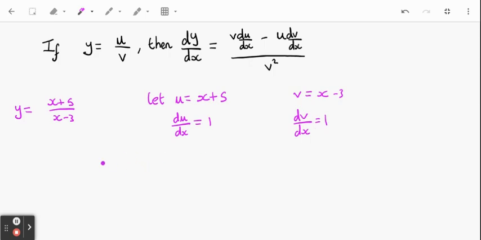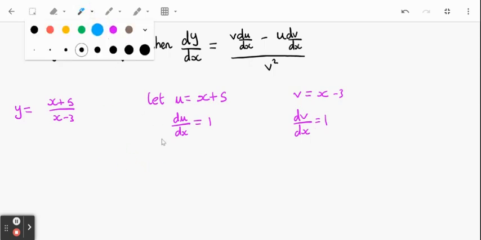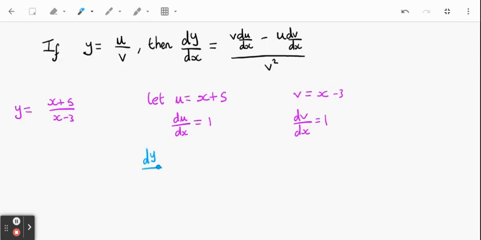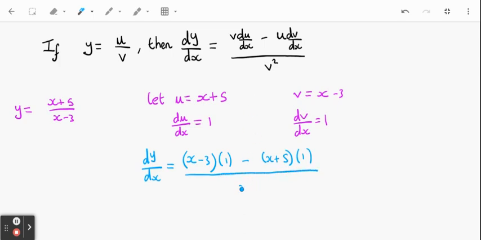So now we have that, let's change the color. dy dx equals the quotient rule, which I'd recommend writing out with every question you do as you're practicing. So we've got v, which is x minus 3, multiplied by du dx, take away u, which is x plus 5, multiplied by dv dx, which is 1, and let that all be divided by v squared. So that's x minus 3 squared.